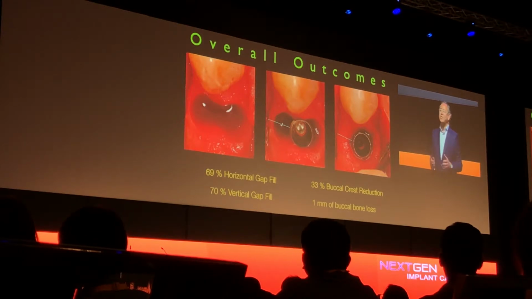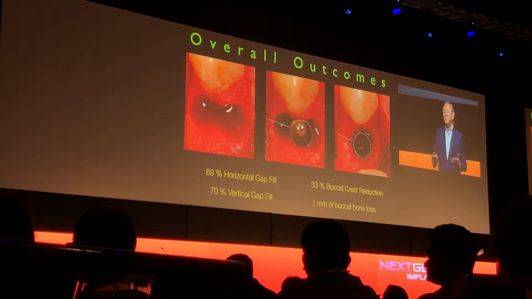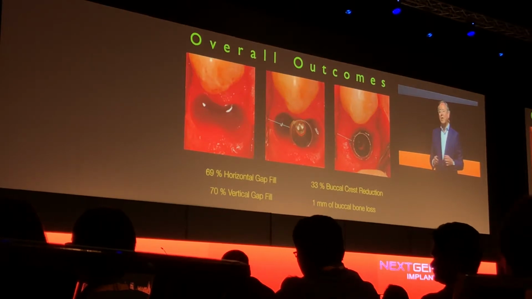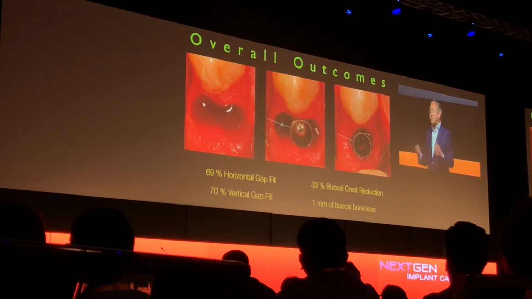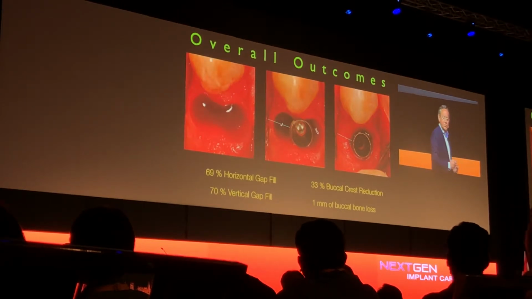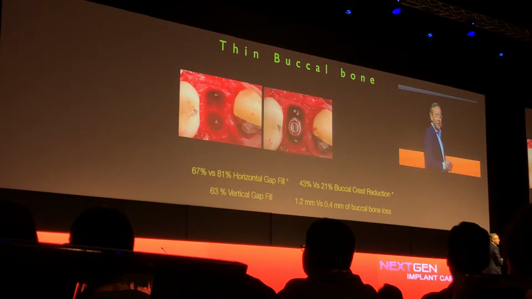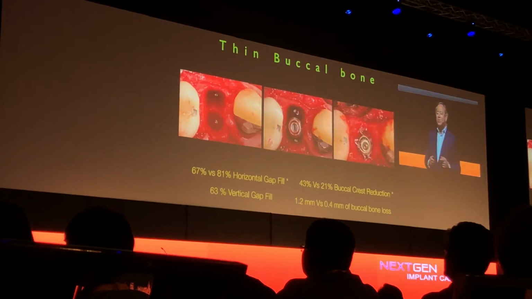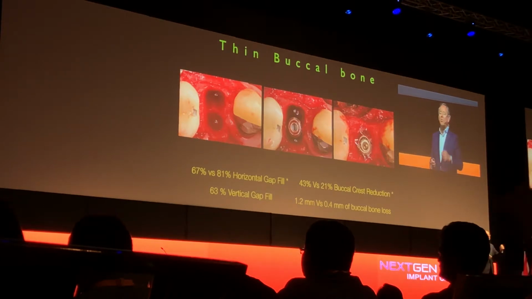Well, the gap closes because we understand the biology. If there is a blood clot and that blood clot is stable, bone will form and the gap will close. And this is what basically we saw. But what we saw is that there was a huge difference depending on whether the buccal bone was thick or thin.